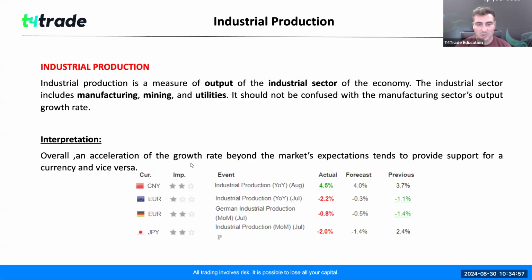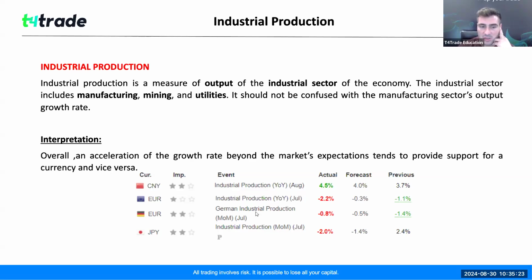Interpretation: the acceleration of the growth rate beyond the market expectations, above forecast, tends to provide support for the currency, and vice versa. So we have China here. Industrial production of China for the month of August. Previous one was 3.7%. Expectation was for it to rise to 4%. It went better than that, so it went 4.5%. Strength for the yuan was expected.